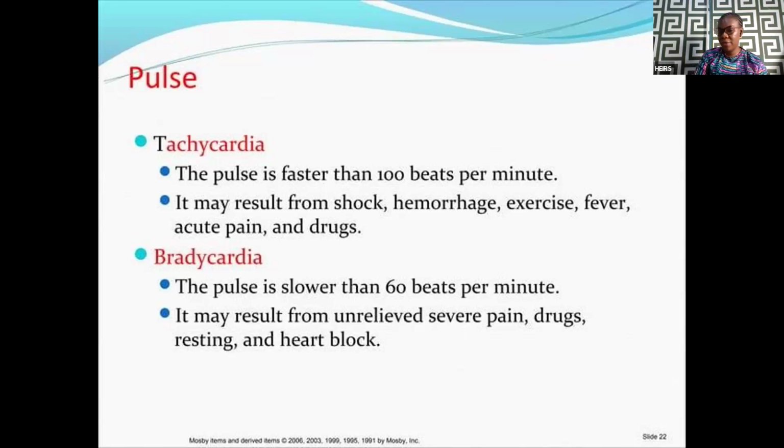Now, bradycardia: if I set my timer and I'm counting my pulse, and I find that I have a reading of 55 in that 1 minute, that will be considered bradycardia because that is less than 60. And that again can result from unrelieved severe pain. Some drugs again can cause that.